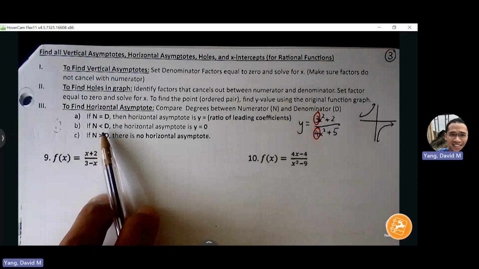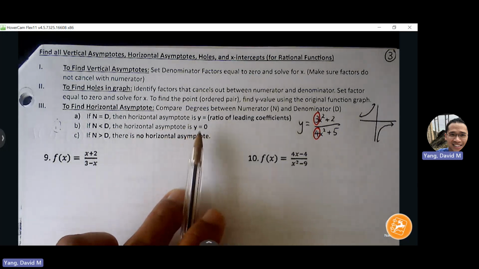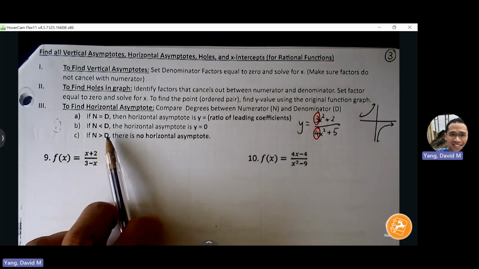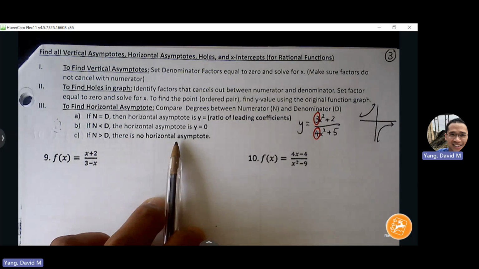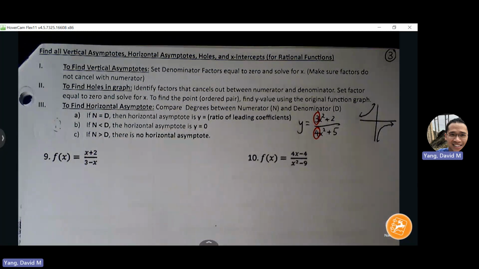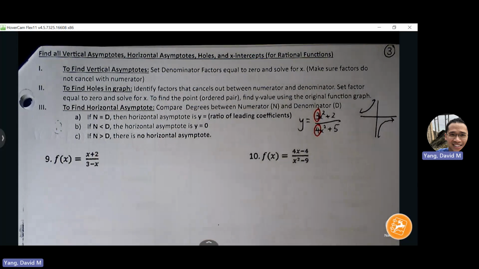If my numerator degree is less than my denominator degree, then there's still a horizontal asymptote, but it's always going to be y equals 0. And if my numerator has a higher degree than my denominator, there is no horizontal asymptote. It's possible that there's a slant asymptote, but in this course we don't have to worry too much about exploring slant asymptotes. So we just say that there is no horizontal asymptote if the numerator has a higher degree than the denominator.